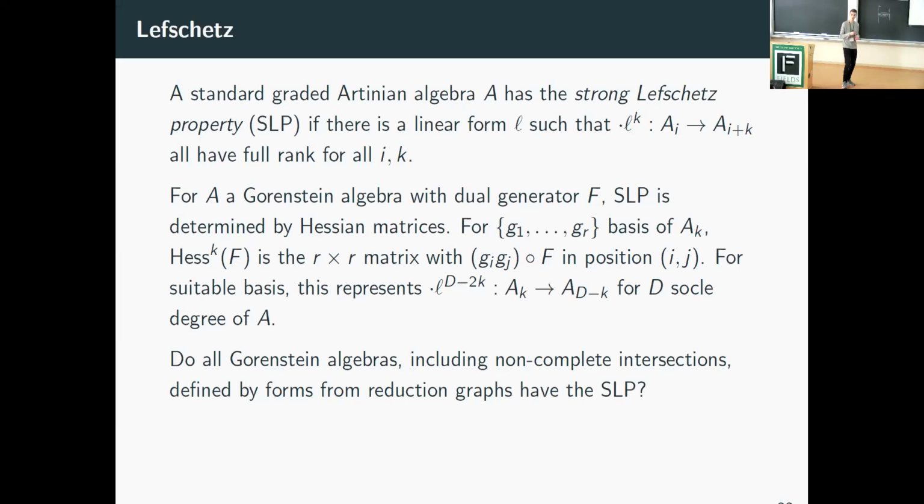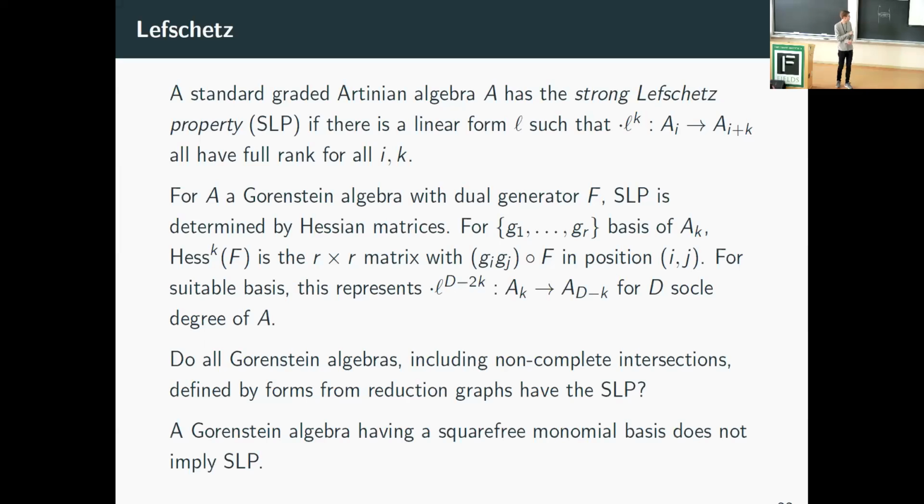But that said, all of the examples we have tried have had the SLP, even when we specify our coefficients A's and B's to no longer give complete intersections. So we take our forms determined by these reduction graphs, and in general they will determine complete intersections, but for some A's and B's we have criteria where they don't. But even in those cases, at least for the few examples we have tried, they have had SLP. So that is one question: do all algebras determined by such forms have SLP?